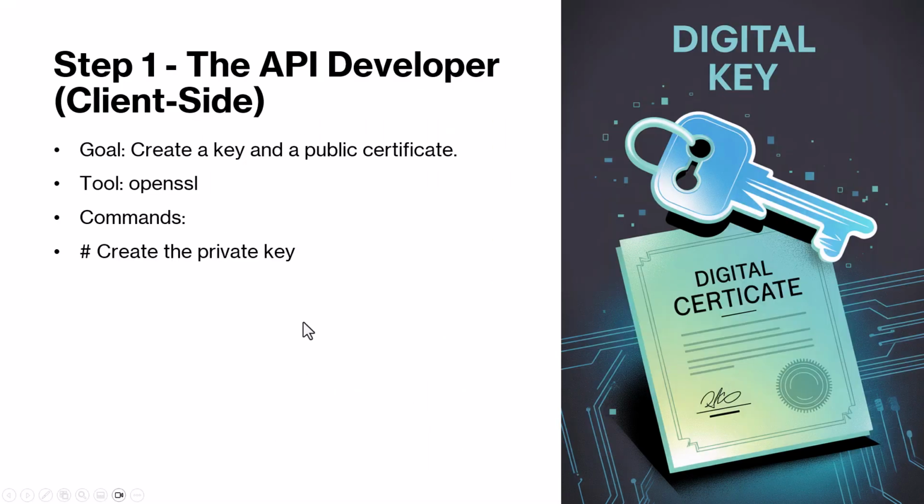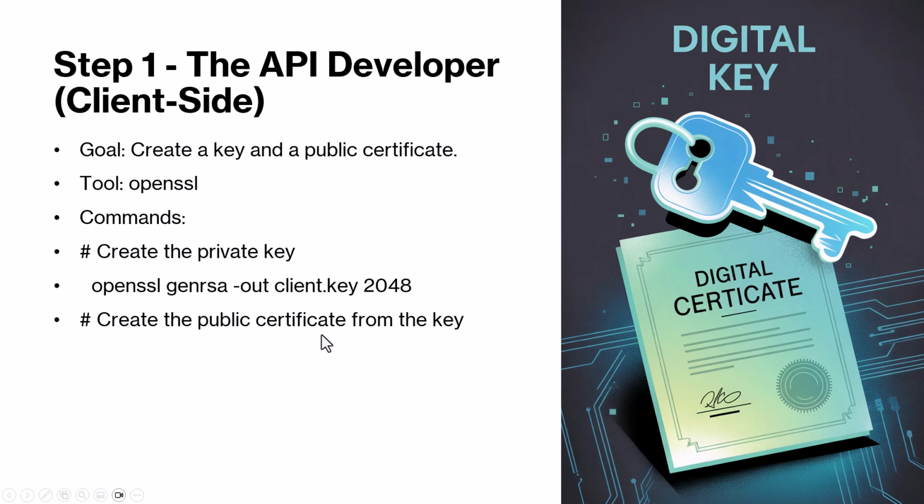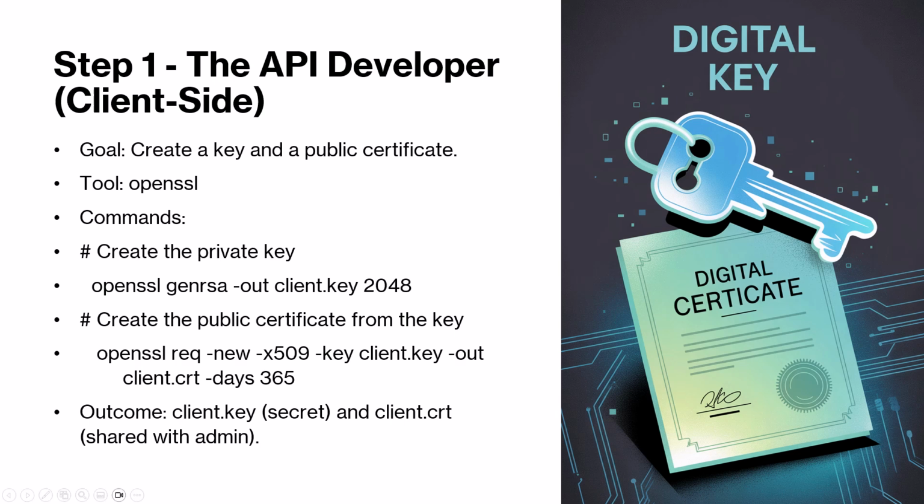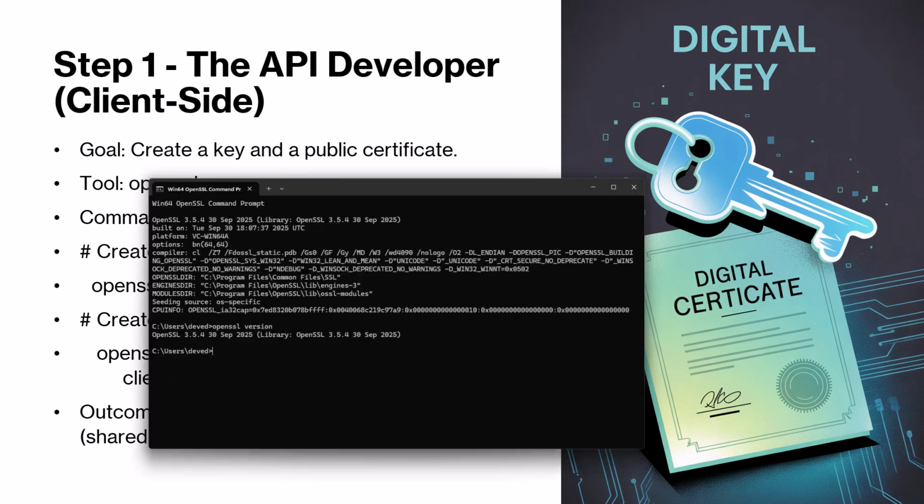Okay, and these are the commands. These commands create the private key, first command, openssl genrsa -out client.key 2048. It's all in the lab guide. And then create the public certificate from the key. So here the outcome will be the client key and client certificate, shared with the admin. All right, so we will get there with OpenSSL.